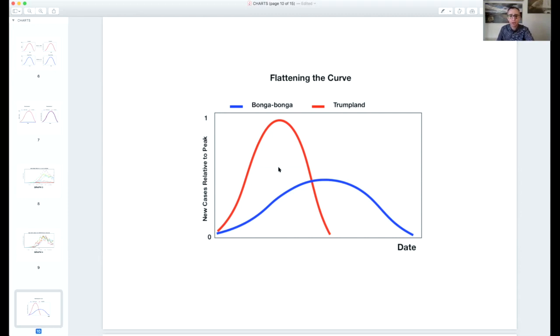So flattening the curve. Now, I know I'm talking about deaths, and my data is actually new cases, but the idea is the same. Flattening the curve is the thing lockdown is all about, because it saves lives. It puts the curve below this horizontal line. So that's what flattening the curve is all about.